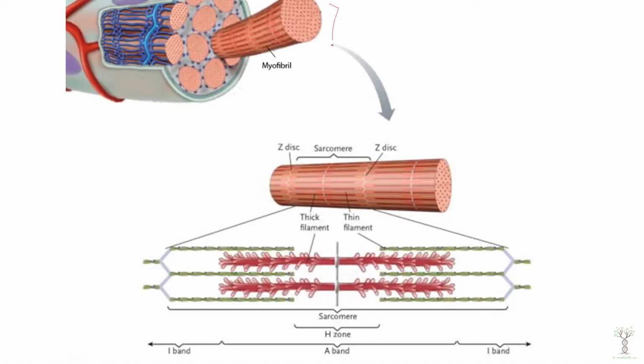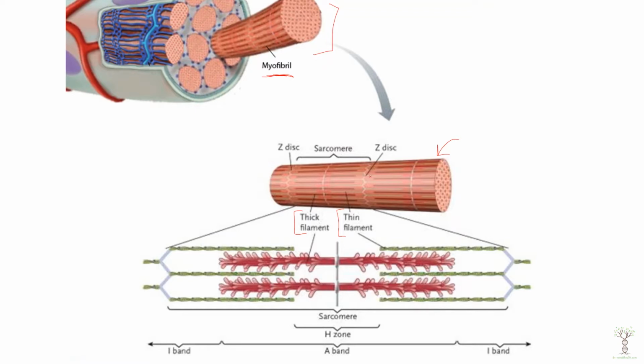Now we're zooming in even more. We are looking at the myofibril, which is bundles of filaments. These myofibrils are composed of thick filaments and thin filaments. We're going to zoom into what those look like.